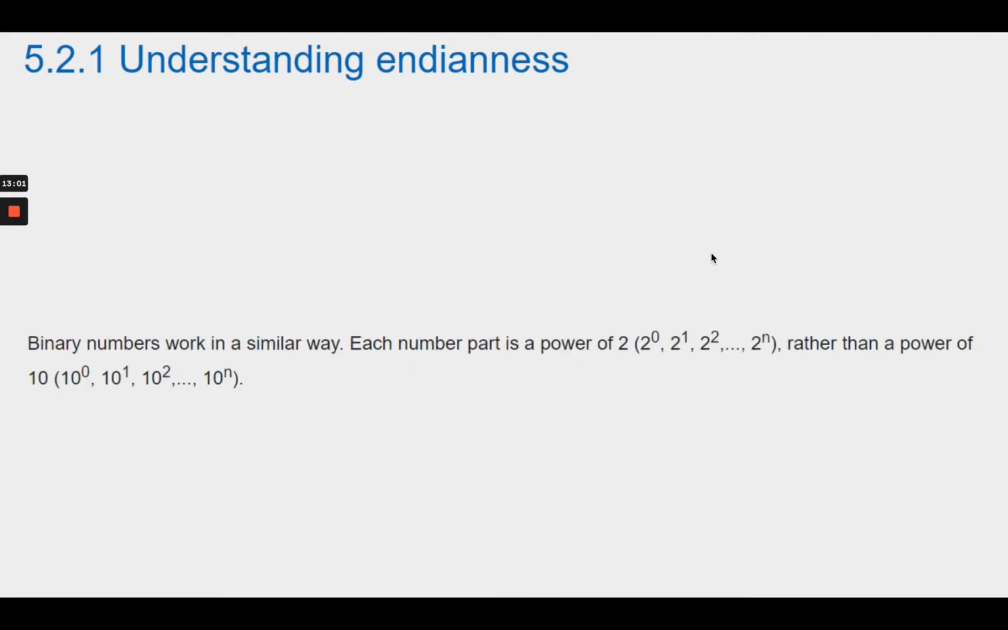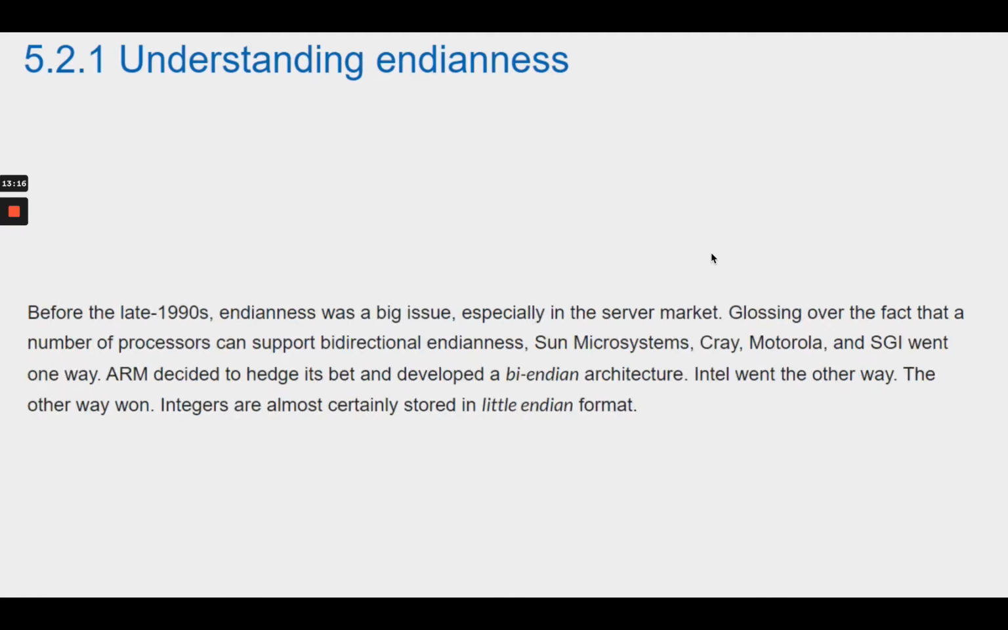Binary numbers work in a similar way. Each number part is a power of 2, 2 to the 0, 2 to the first, 2 to the second, 2 to the n, rather than a power of 10, 10 to the 0, 10 to the first, 10 to the second, 10 to the n.